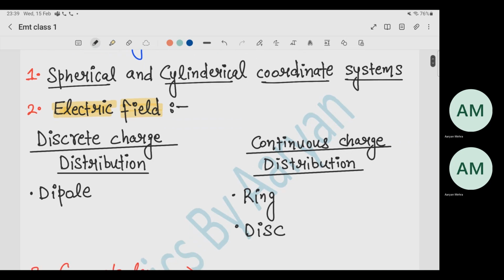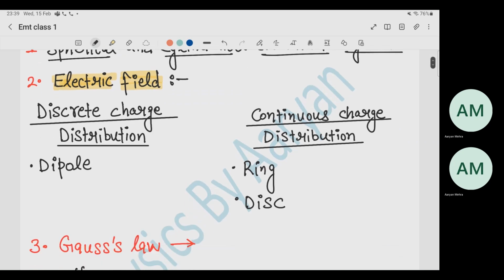Moving on, the first topic that comes in electrostatics is the electric field. Now, this is a very easy topic. We have been studying this topic since class 11th, 12th. So I will not cover this part as such because it's very easy. You can very easily do it. But I can tell you what are the things that you should do in this topic.